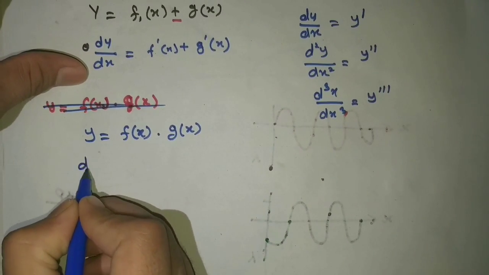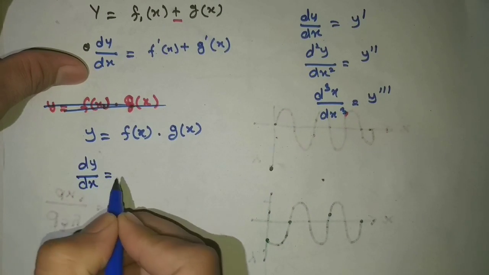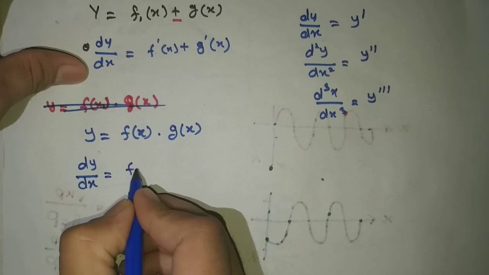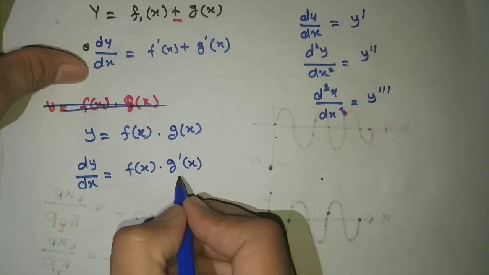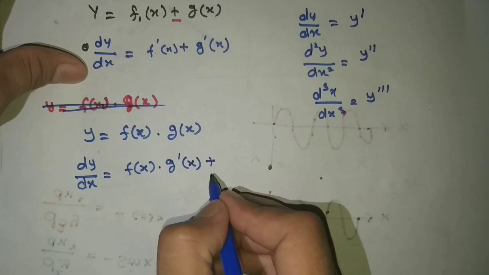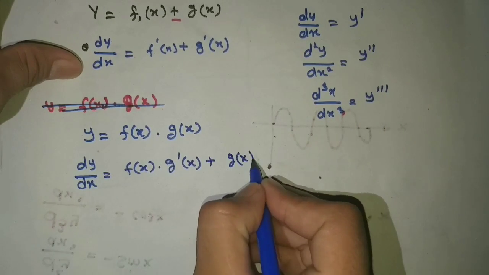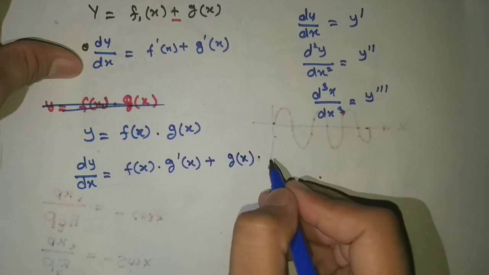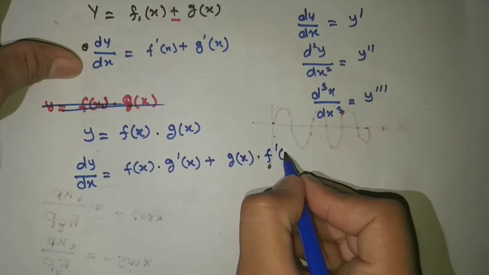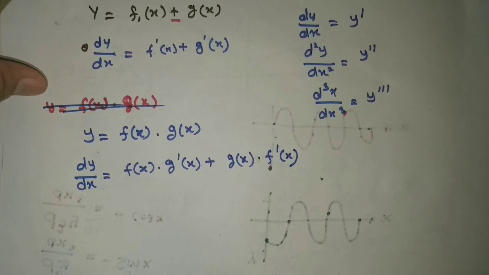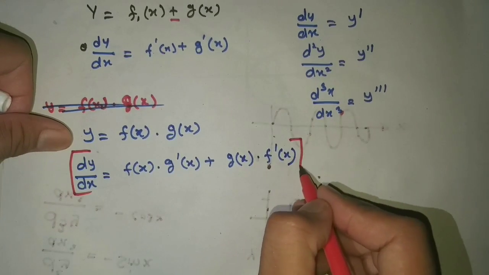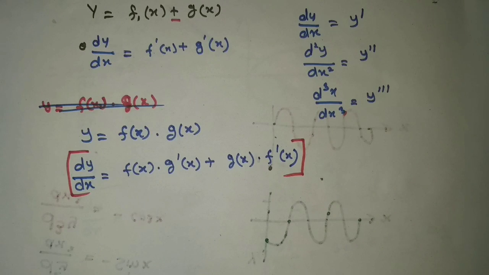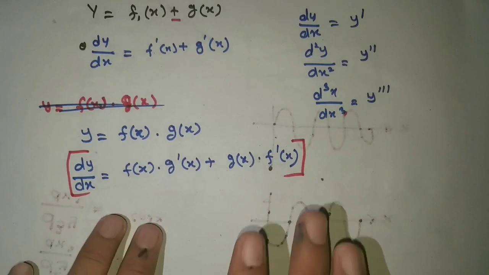It is dy over dx is equal to the first function into the differentiation of the second function with respect to x, plus the second function into the differentiation of the first function with respect to x. So this is the formula for the derivative of two functions which are multiplied in this form.